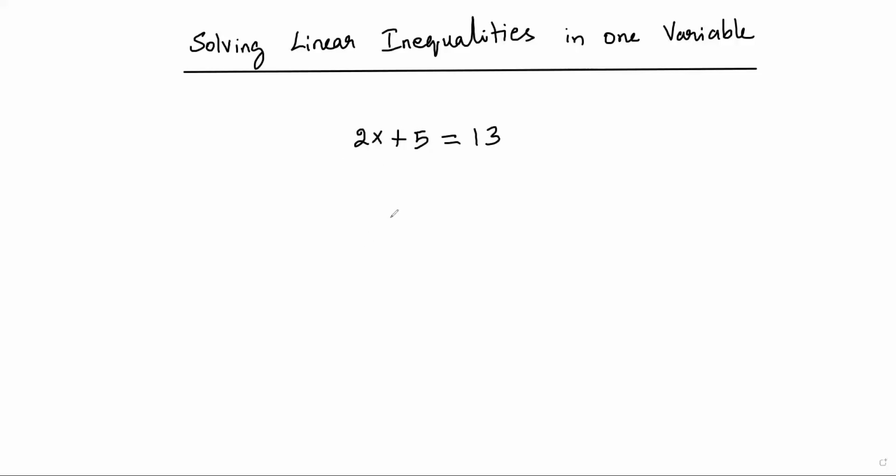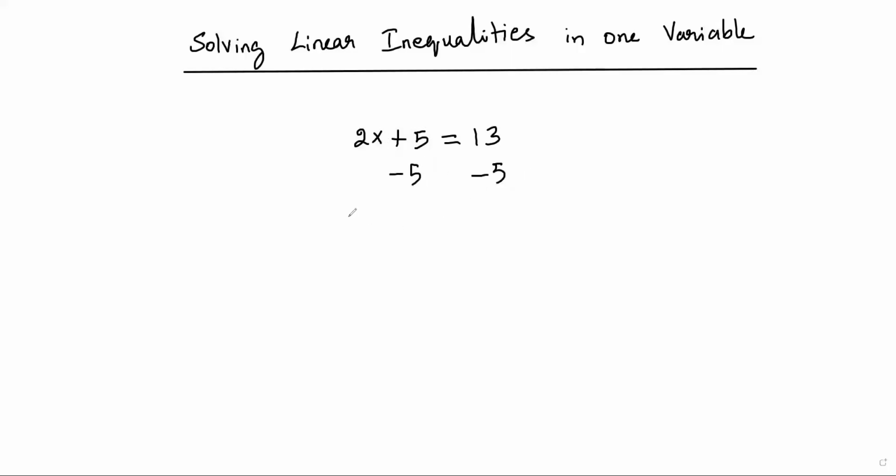Whenever we want to solve for a variable in an equation, we have to get rid of all the values around the variable. To do that, we use the properties of equality, like the addition property of equality, subtraction property of equality, multiplication property of equality, and division property of equality. So here, to get rid of this value +5, I have to subtract 5 from both sides.